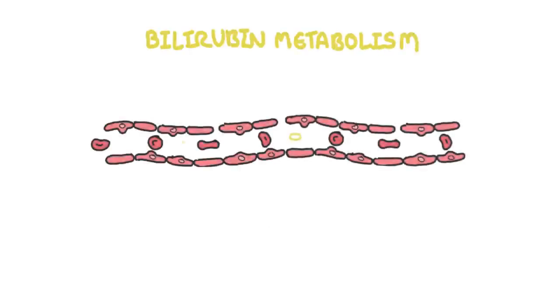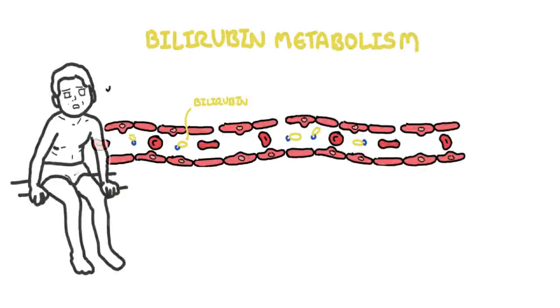In this video, we're going to talk about bilirubin metabolism. Bilirubin metabolism is important because hyperbilirubinemia is a condition where you have high amounts of bilirubin that can lead to jaundice, which is yellowing of the skin and of the eyes, for example. And this could indicate something sinister.